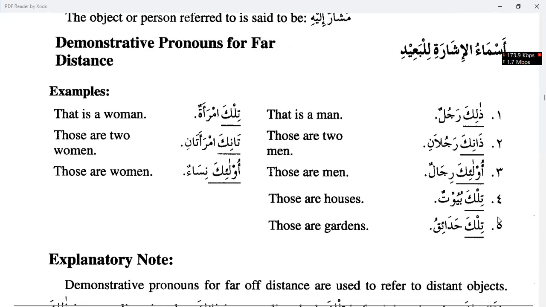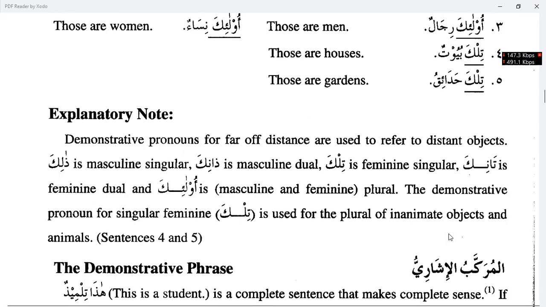Get it. This, tell me about this one. Tilka hadaik. Is it murakkabul ishari or not? Tilka hadaik. Those are gardens. It's not murakkab. This one is complete. Okay, this is not murakkabul ishari. Why is it not murakkabul ishari? Because it's a complete sentence. Yes, it is a complete sentence. That's why it is not murakkabul ishari.